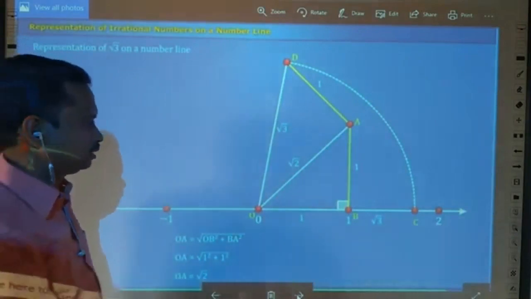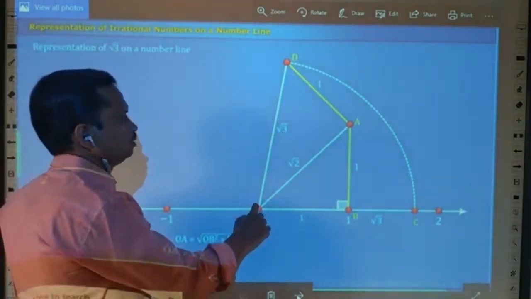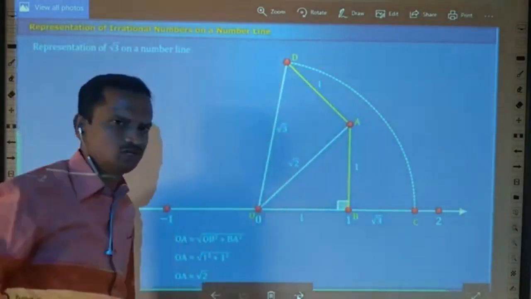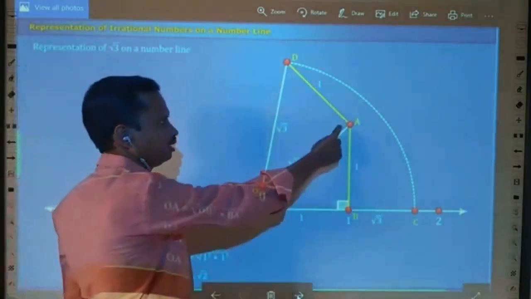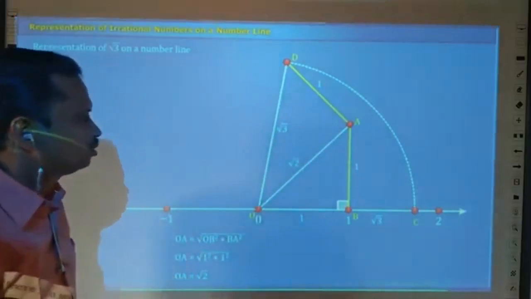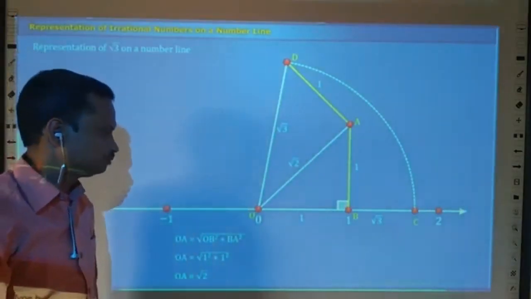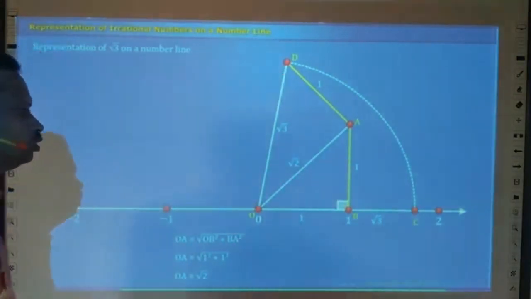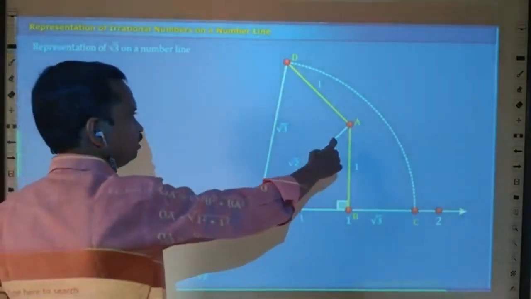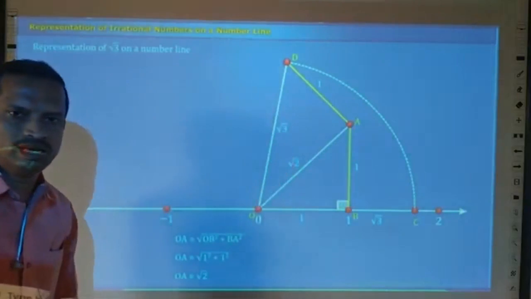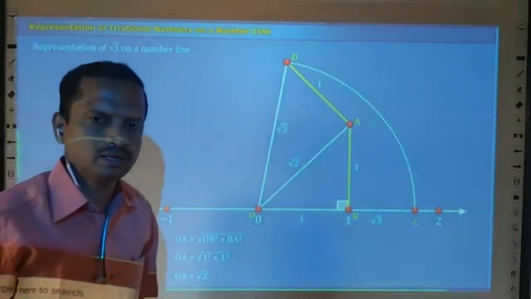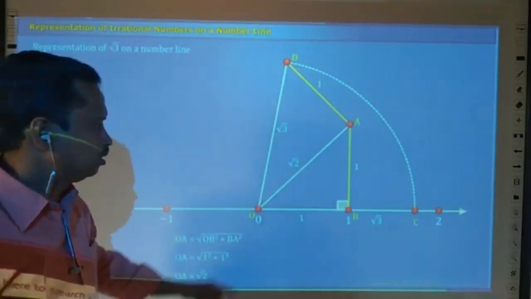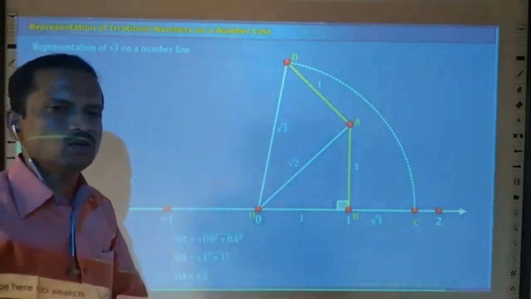And we can take this triangle OAD, which is a right angle triangle, with 90 degrees here. So by using the Pythagoras theorem, OD square is equal to OA square plus AD square. Likewise, I have already explained clearly in the previous class. So using the Pythagoras theorem, we can get OD equal to root 3.